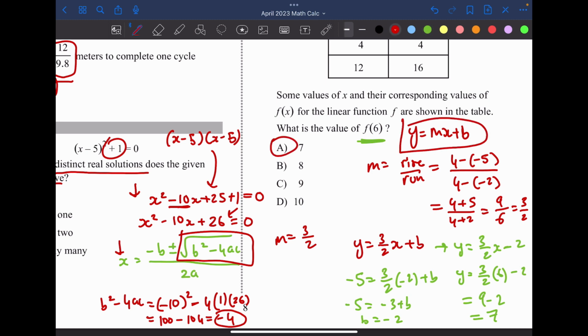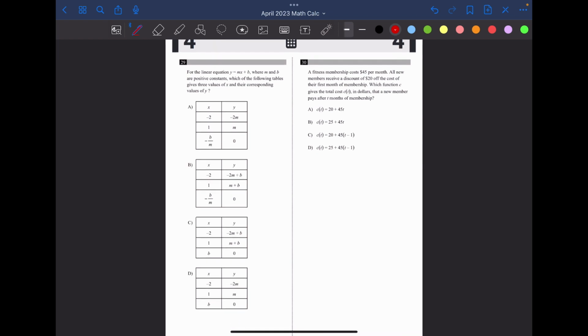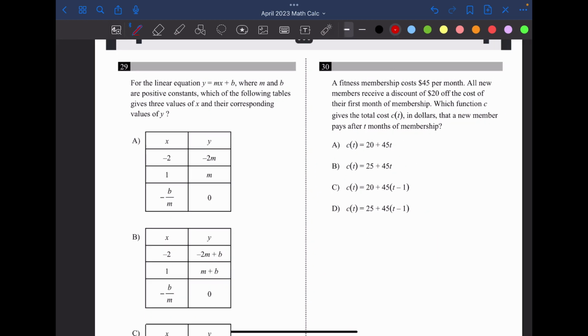Once again, once you see the word linear, write the equation down, because you're probably going to need it. Okay, that's question number 28. Let's go on to question number 29. For the linear equation, okay, this time they said linear equation, and they also gave it to us, so we don't have to write it down. But yeah, so for the linear equation, where m and b are positive constants, okay, we don't really care about that too much, we just know that they're unknown. Which of the following tables gives us 3 values of x and their corresponding values of y?